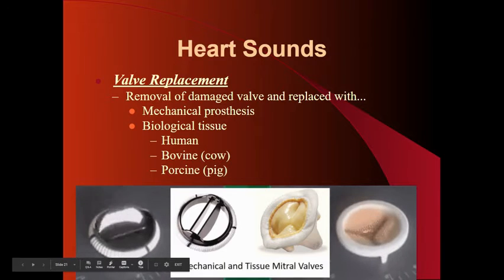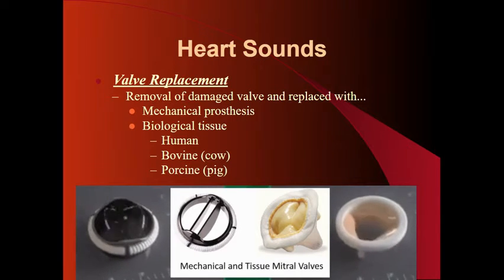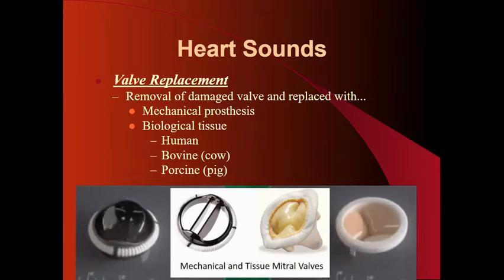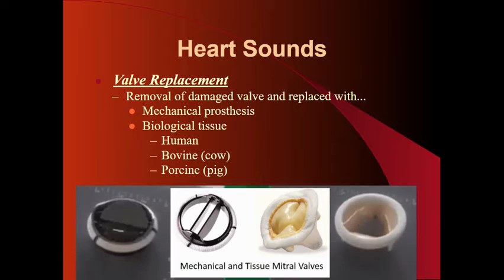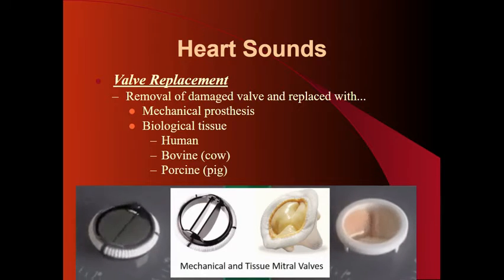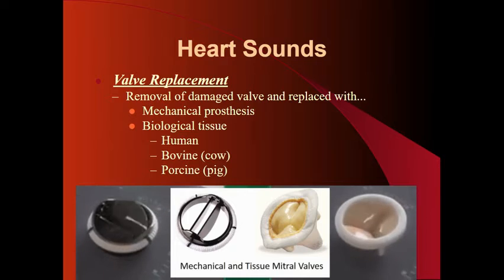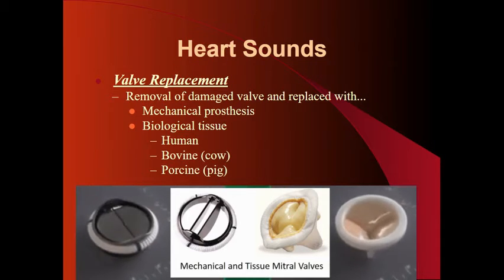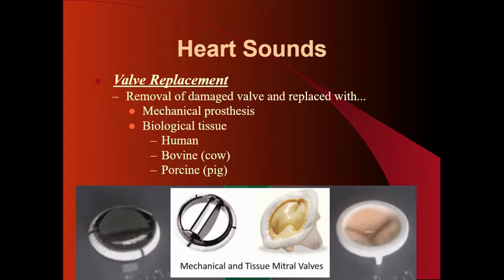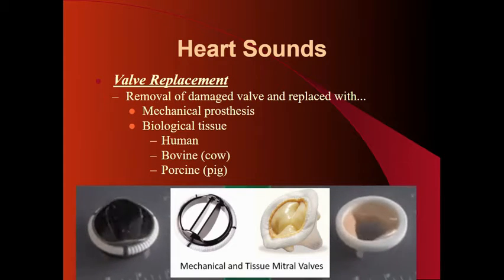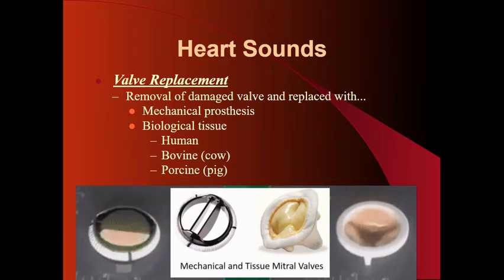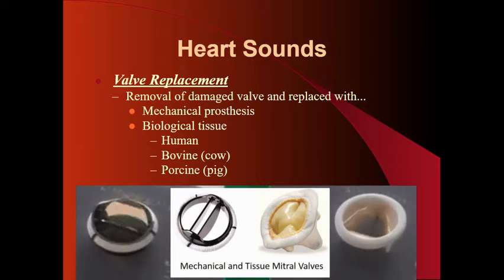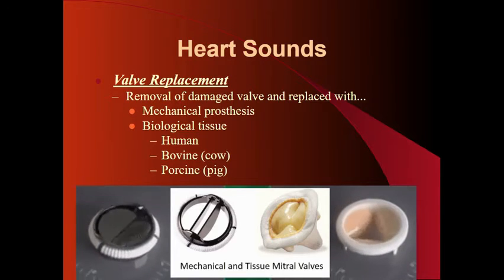If the murmur and the malfunctioning of the valves is severe enough, then that might warrant a valve replacement. And in valve replacement surgery, the damaged valve is removed and it's replaced with some sort of alternate valve. It could be a mechanical prosthesis, which is a completely man made structure, or it could be replaced with a biological tissue valve, which could come from a human cadaver, a bovine source, which is from a cow, or a porcine source, which is from a pig.